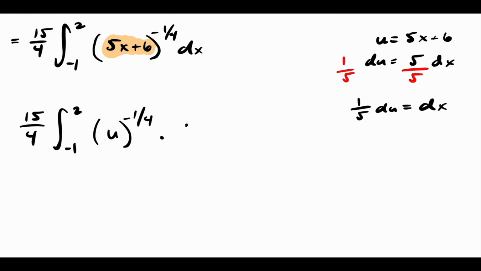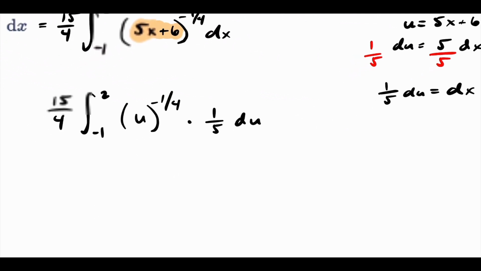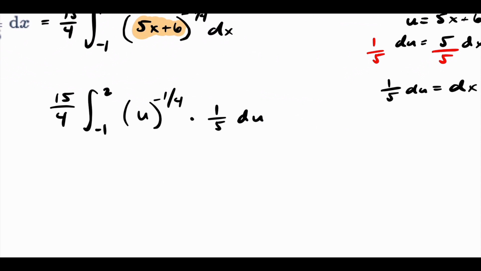dx is going to be 1/5 du. I'm going to take the 1/5 and move it to the front. So it's 1/5 times 15/4. And then I'm going to do the antiderivative. So the antiderivative is going to be u to the 3/4, divided by 3/4, which is the same thing as multiplying by 4/3.